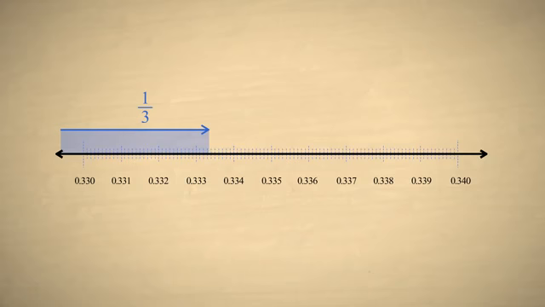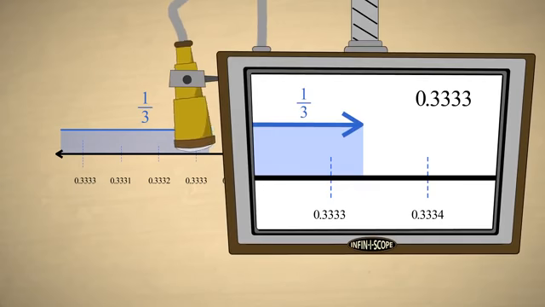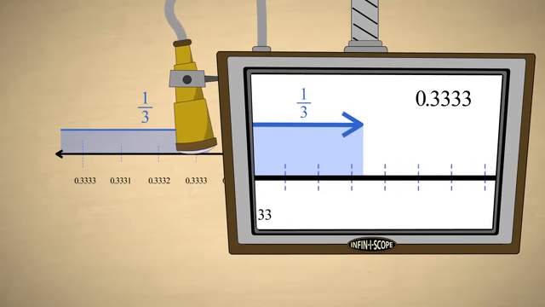If we subdivide these divisions into 10 thousandths, we see that 1/3 still falls between two divisions. It is larger than 0.3333, but smaller than 0.3334. We can repeat this process indefinitely.